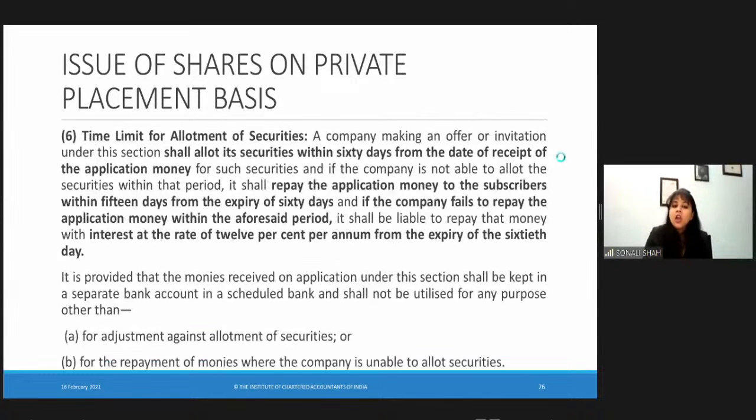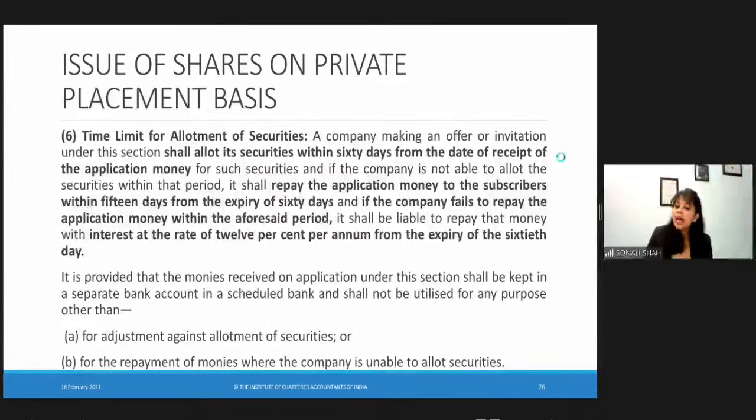Now, the law also prescribes a time limit for allotment of securities. What is the time limit? The time limit is 60 days here. In the case of a public company, I think the time limit was 30 days, right? So here the time limit is 60 days. A company which has made an offer or invitation will have to allot its securities within 60 days of receipt of application money.